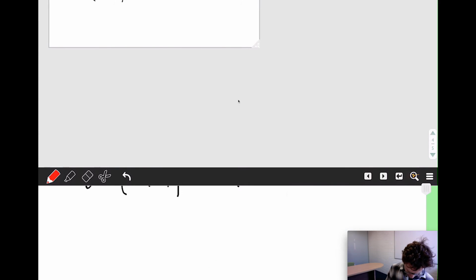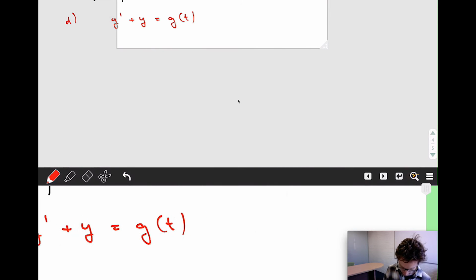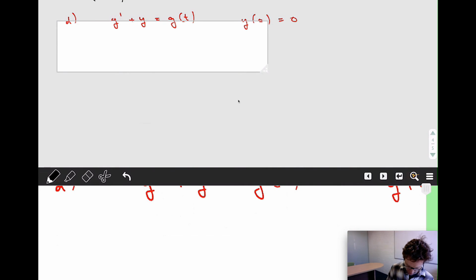So this is part D. We're told that we have a differential equation y prime plus y is equal to g of t, and we're told that y at time t equals 0 is equal to 0. So we're going to take the Laplace transform of both sides of this equation.